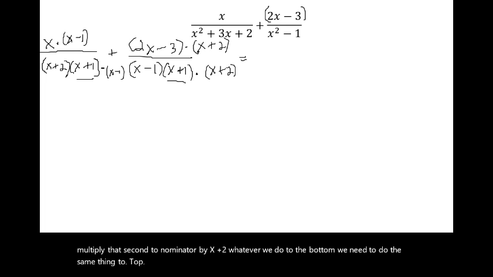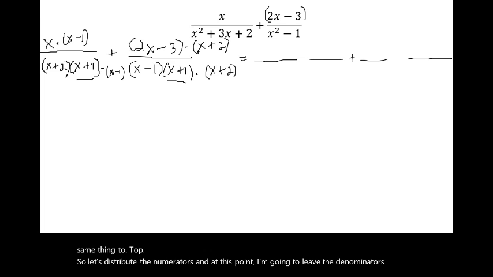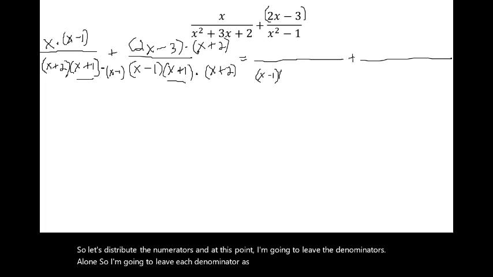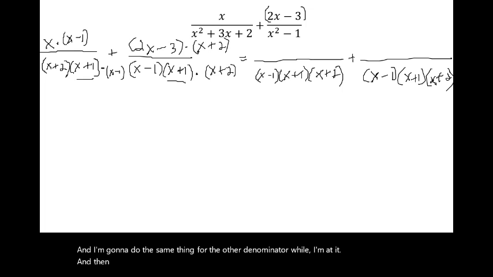So let's distribute the numerators, and at this point I'm going to leave the denominators alone. So I'm going to leave each denominator as x minus 1 times x plus 1 times x plus 2. And I'm going to do the same thing for the other denominator while I'm at it. And then x plus 2. So leaving the denominators alone, we're going to distribute the numerators.